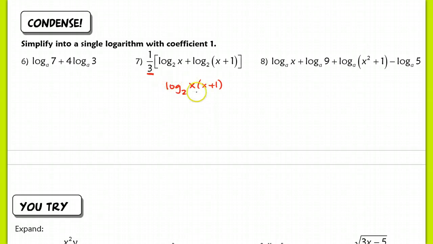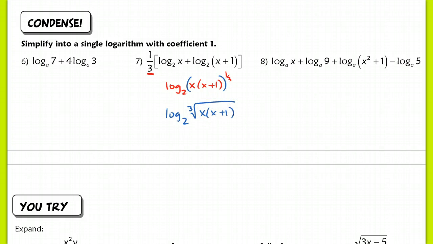Okay. Now the inside has already been rewritten, and now, since I have that 1/3 on the outside, I'm going to take all of this argument to the 1/3 power. It's not on the outside of the log, it's just the argument. So let me rewrite this a little bit cleaner here. You're now going to pull that and make that entire argument to the 1/3 power. So this becomes log base 2 of the cube root of x times x plus 1.